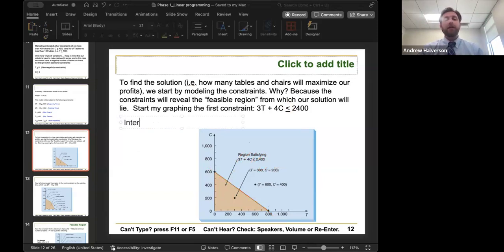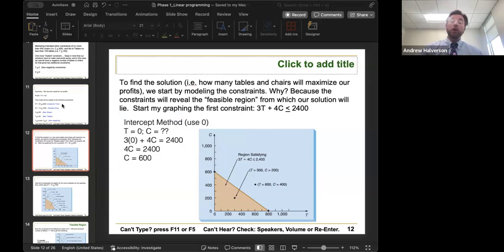I'm going to do what's called the intercept method. Basically what you do is you use 0. Let's take 3t plus 4c, and we're doing the equals because we need to graph the line. Start off by saying t is equal to 0. What is c? Take t, replace it with 0, and solve for c. So we get c is equal to 600. Why is that a big deal? Because then we go to graph that point. It creates an ordered pair. When t is 0, c is 600.